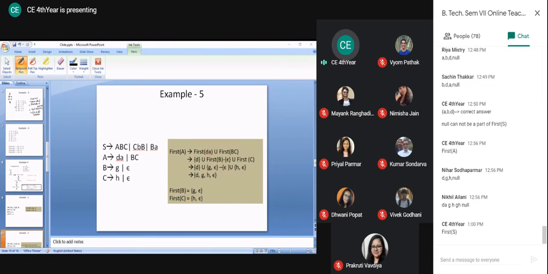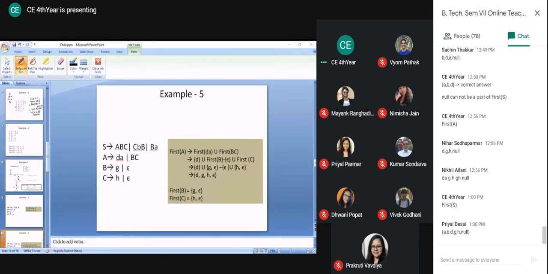Only a few students are writing the answers. What about the others? We have 80 students in the group. This needs a lot of practice.